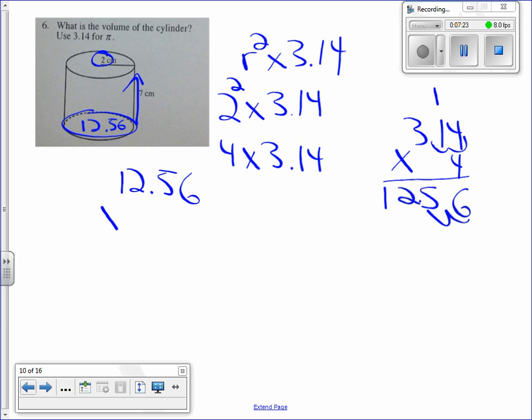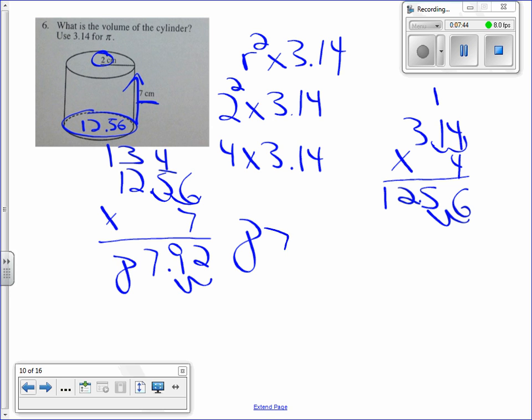12.56 times my height, which is 7. 7 times 6 is 42. 7 times 5 is 35, plus 4 is 39. 7 times 2 is 14, plus 3, 17. 7 times 1 is 7, plus 1 is 8. Move the decimals. 87.92, or 87 and 92 hundredths centimeters.